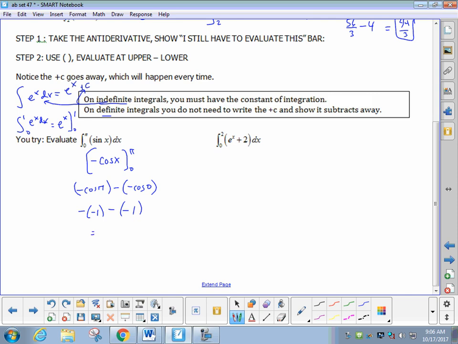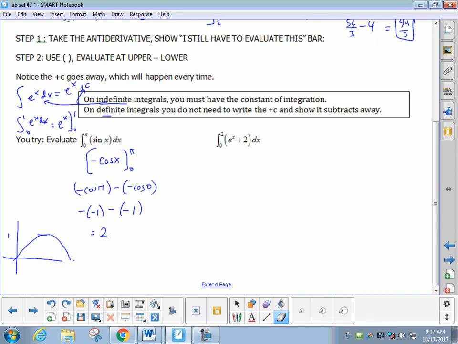Done with the first one? What'd you get? 2. Tell me graphically why that makes sense. Or at least the sign makes sense. What did I just find visually? The area under the sine curve from 0 to pi is about, not about, it is 2 units.